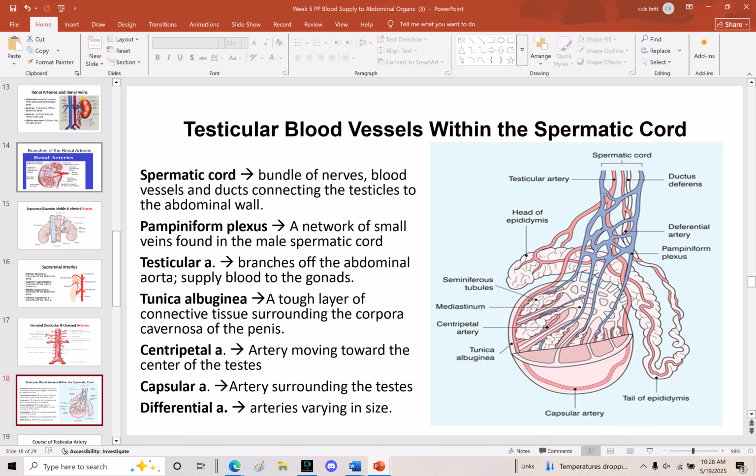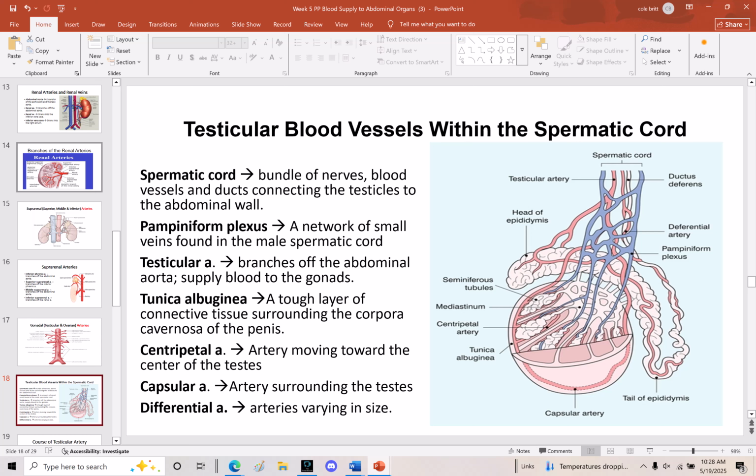Okay. So the blood vessels going to the testes. You have what's called the spermatic cord. We'll cover that, maybe do a male before we come. So inside the spermatic cord, you have nerves. You have muscles in the spermatic cord.